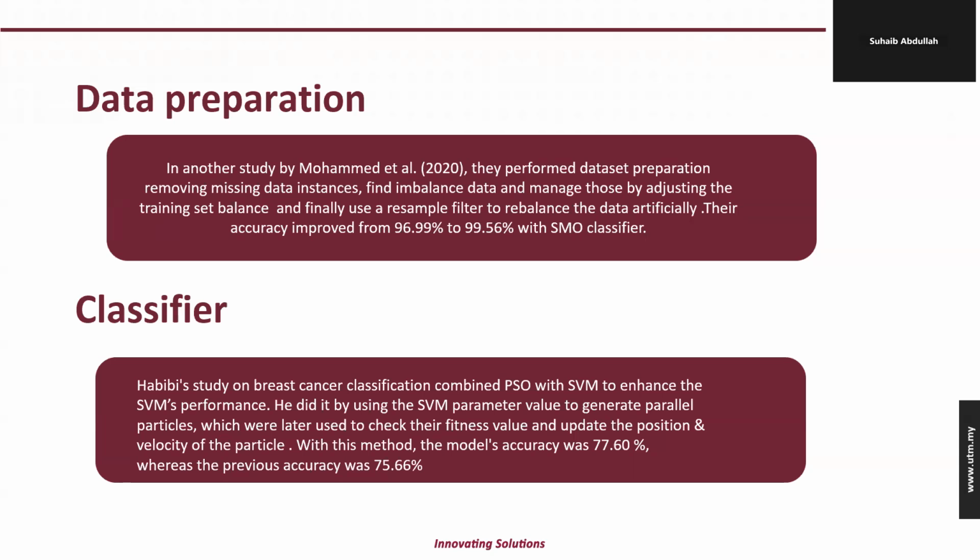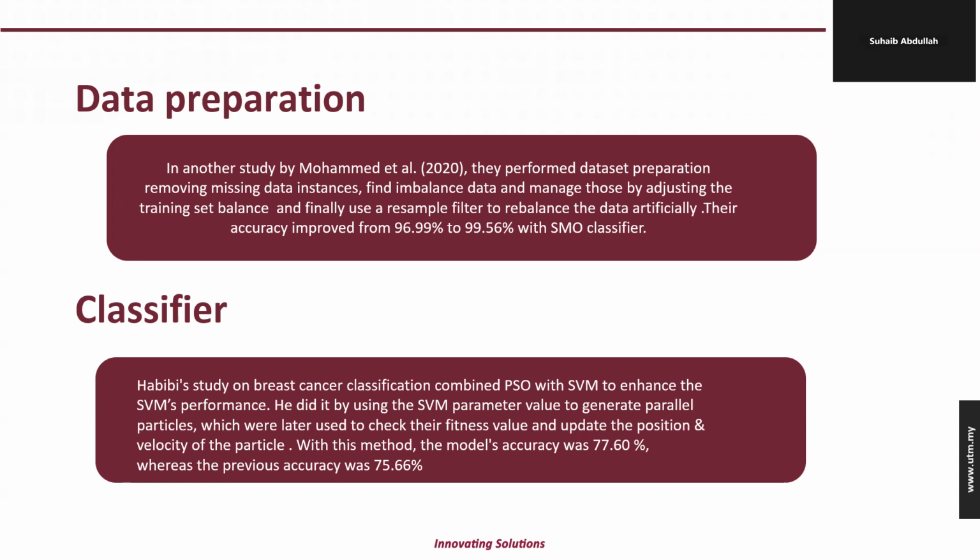The classifier categorizes medical diagnosis information into predefined classes by using machine learning algorithms. In a study by Habibi on breast cancer classification, he combined PSO and SVM to enhance the SVM's performance. He did it by using SVM parameter values to generate parallel velocity particles, which were later used to check their fitness value and update the position and velocity of the particles. With this method, the model's accuracy reached 77.60%, where the previous accuracy was 75.66%.